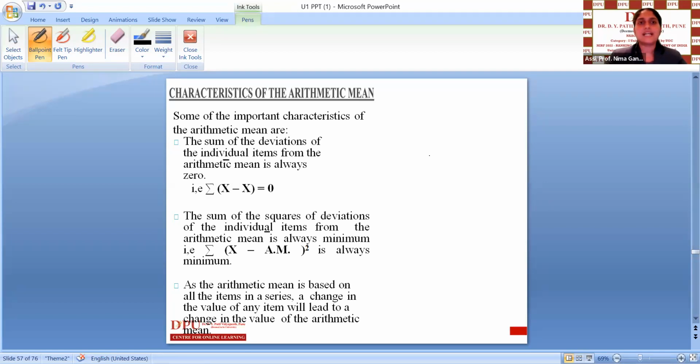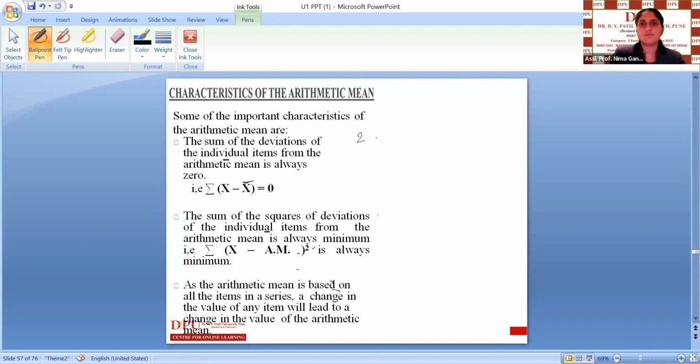Some of the important characteristics of arithmetic mean are, if you take a summation, the sum of the deviations of the individual items from the arithmetic mean is always 0. Okay, so this is X bar. What is the meaning of this?